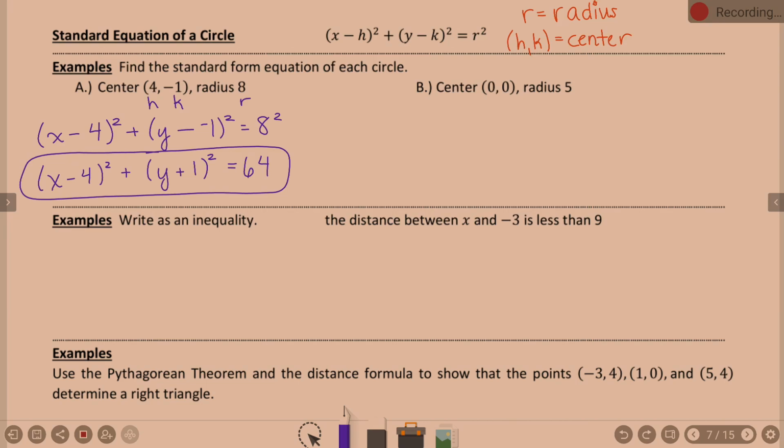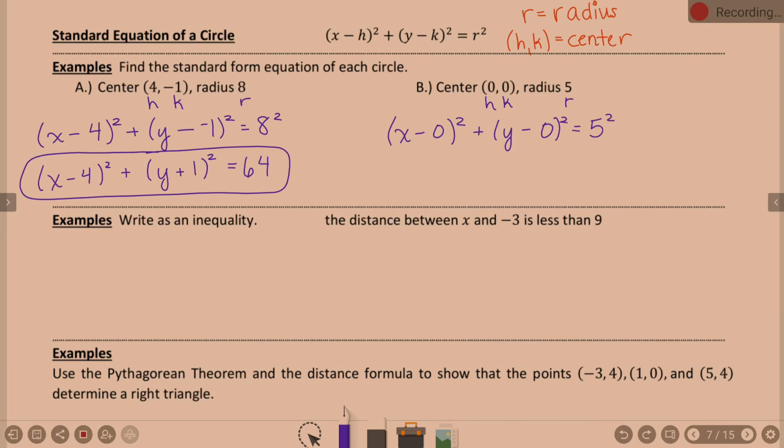So let's do one other here. C, a center of (0, 0) and a radius of 5. What do we know? Well, it's really just going to be x plus y. Okay. My h and k are both going to be 0. My radius is 5. If I write this out the long way first, x minus, what's h? 0. (x minus 0) squared plus (y minus 0) squared equals 5 squared.